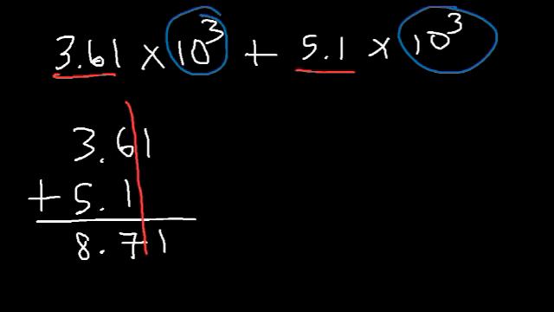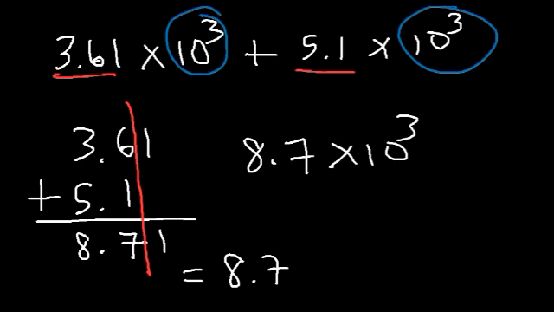So if we draw the line, we can see that the tenths digit is the least significant, it's the last significant figure in 5.1. So we're going to round 8.71 to 2 sig figs, to 8.7. So the final answer is going to be 8.7 times 10 to the 3. You don't have to use this number for sig figs. You only need to focus on these two numbers.